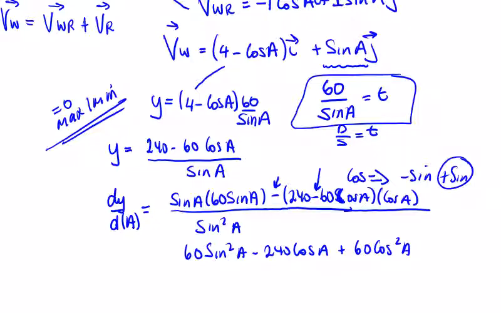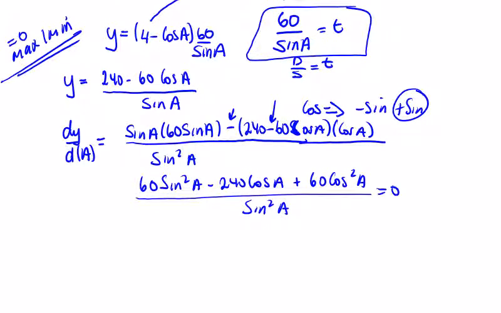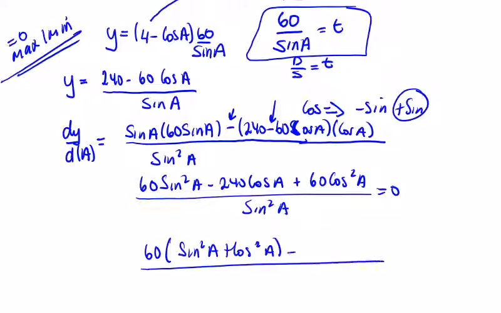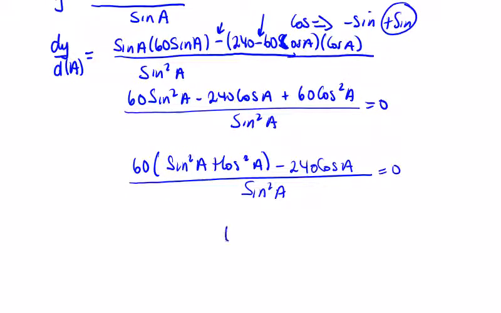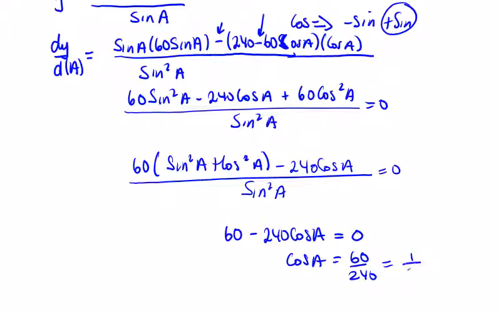and you can see your sine squared alpha and cos squared alpha over sine squared alpha, and if we let this equal 0, we're going to get 60 by sine squared A plus cos squared A, minus 240 cos A over sine squared A is equal to 0, and sine squared A plus cos squared A is equal to 1, so we get 60 minus 240 cos A. Now I can continue on, but the top has to be equal to 0 for this to be equal to 0, so we get cos A is equal to 60 over 240, which is 1 over 4.